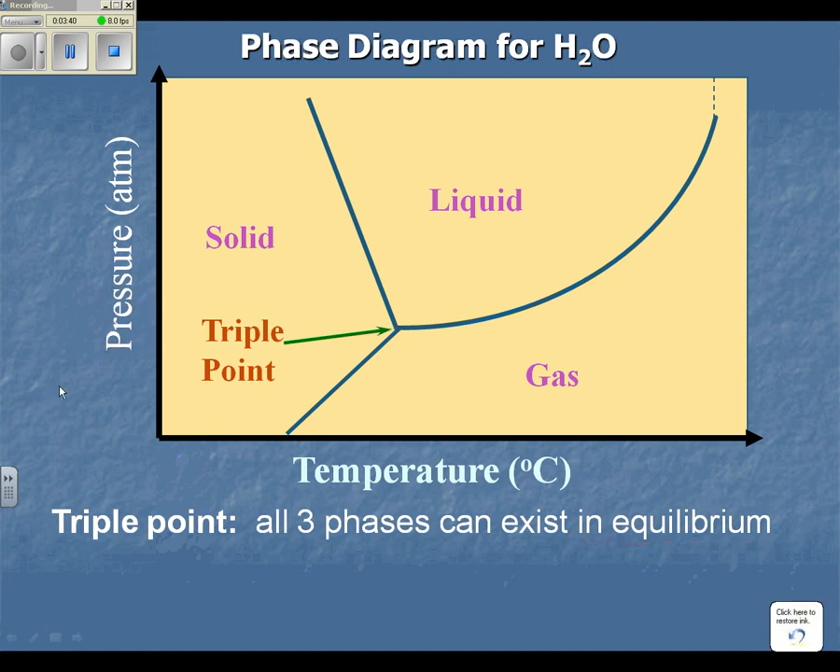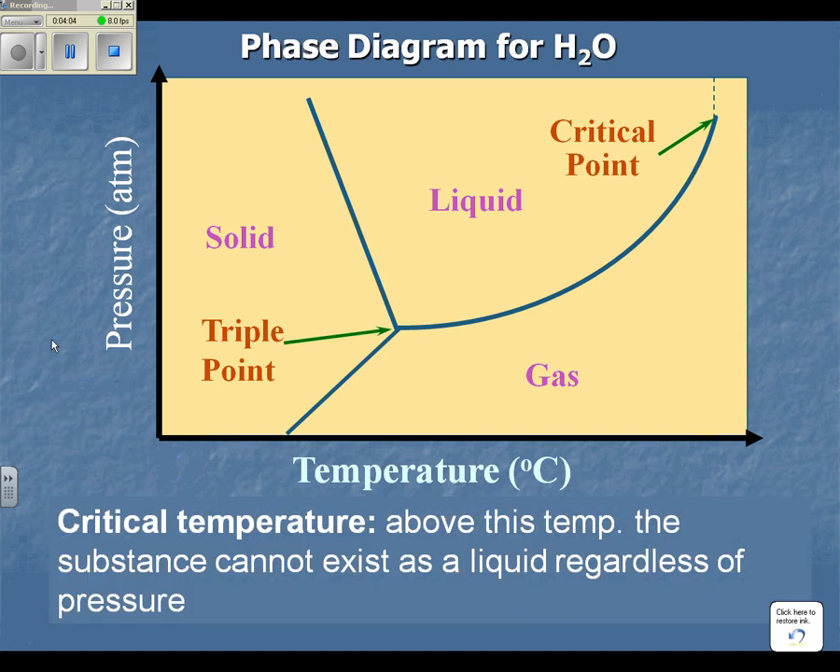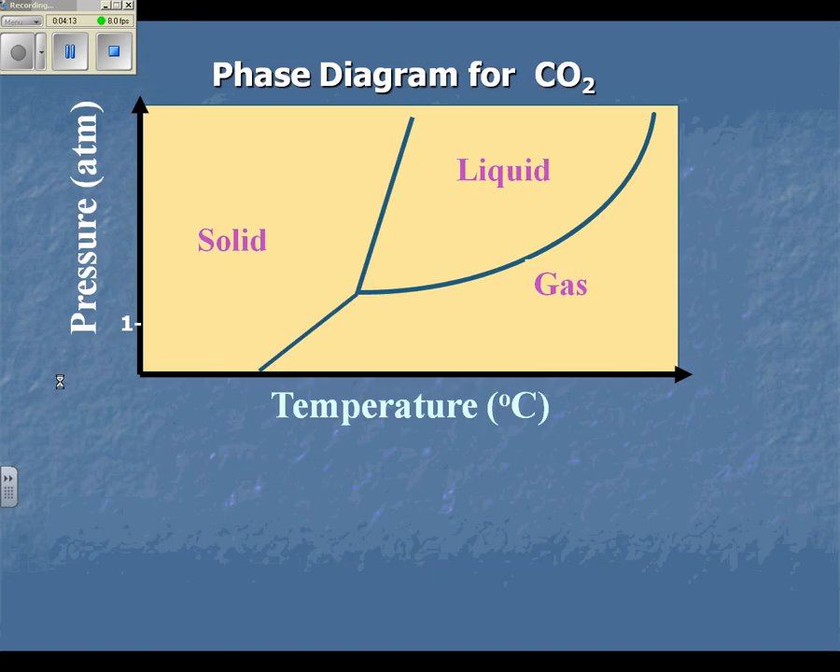Okay, the other major point that you're going to find is the critical point. Really, what's important about the critical point is the critical temperature. That is the temperature that corresponds to that critical point, so down here somewhere. You can also have a critical pressure, but that's not as important. The critical temperature is the temperature at which the substance can no longer exist as a liquid. No matter how much pressure you put on it, the molecules are just moving too fast. They will not succumb to their attractive forces.